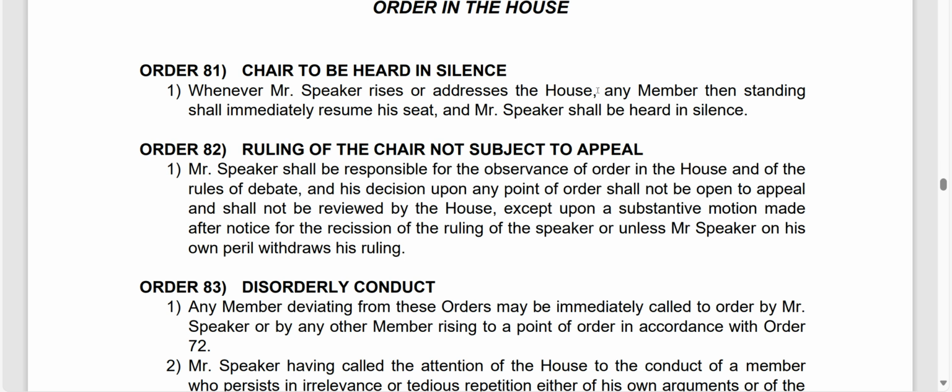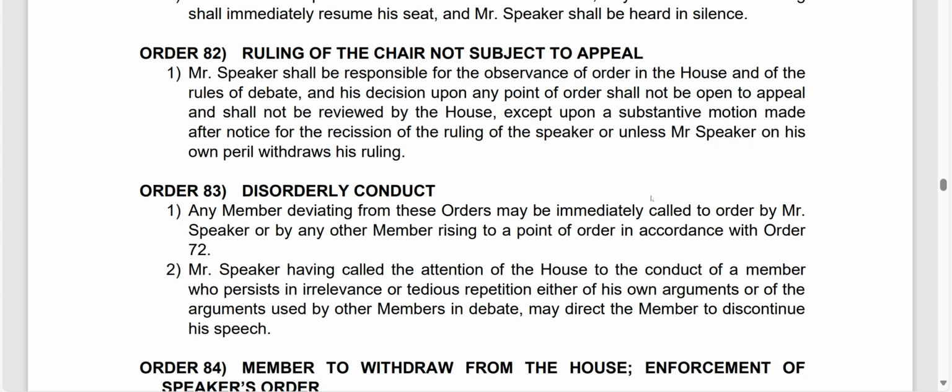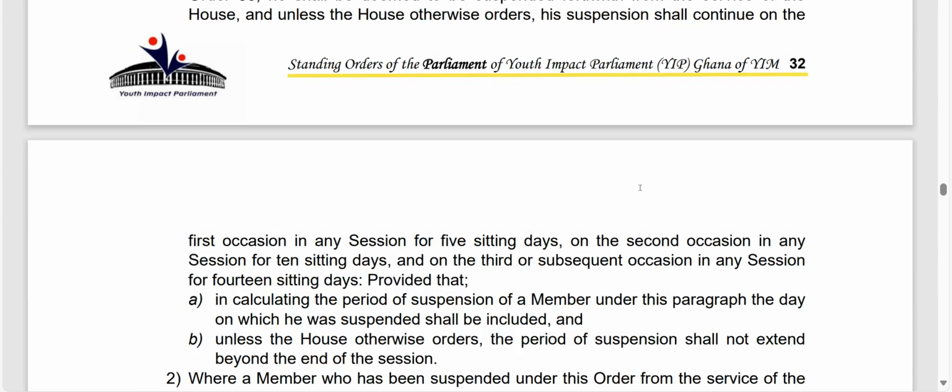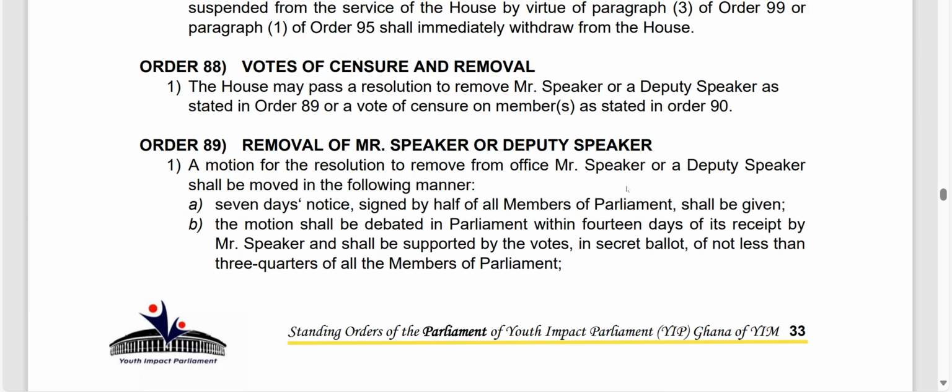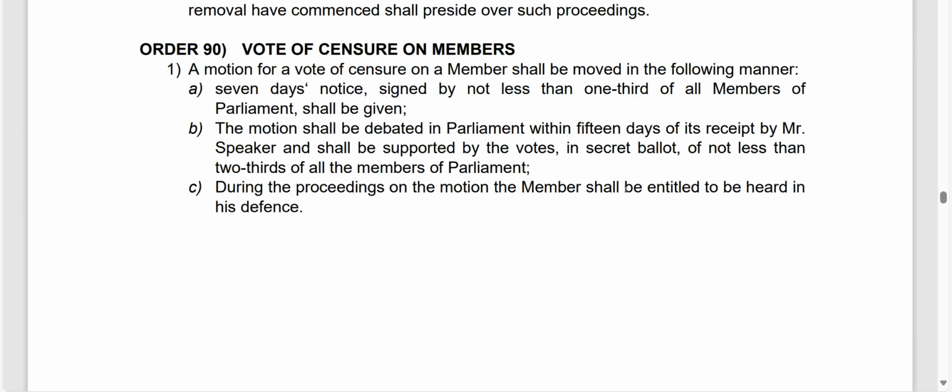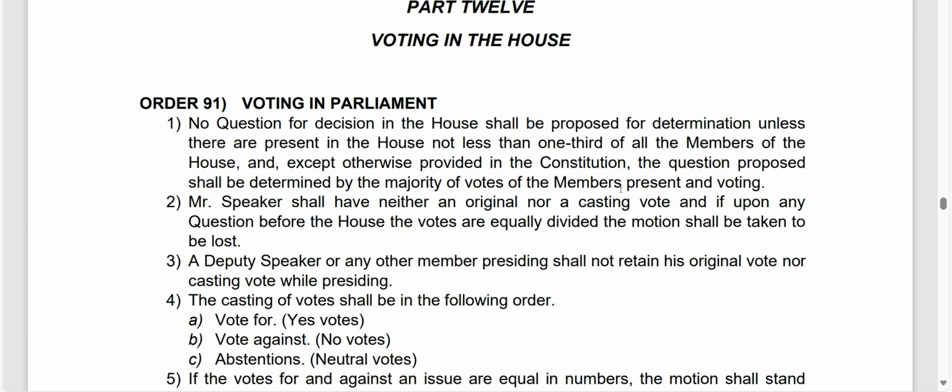A ruling made by the Speaker is not subject to appeal. You can call on Mr. Speaker, on his kind gesture, to review his ruling, but you cannot move a motion to subject his ruling to, you know, be cancelled or whatsoever. So just take note of that. So suspension of members, removal, censure motions, all of them are there.